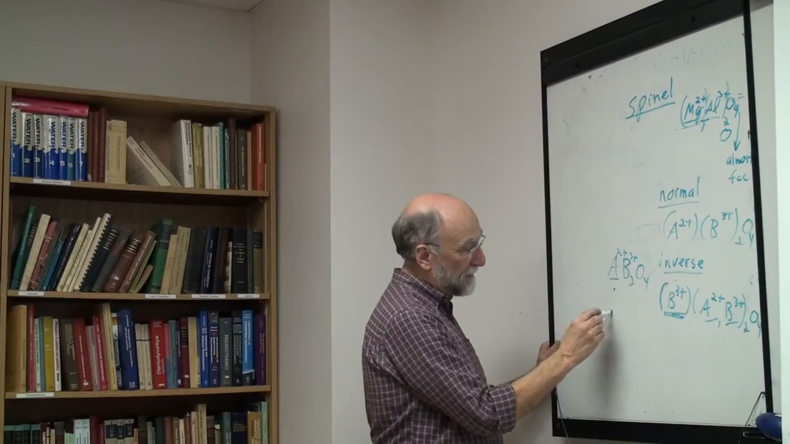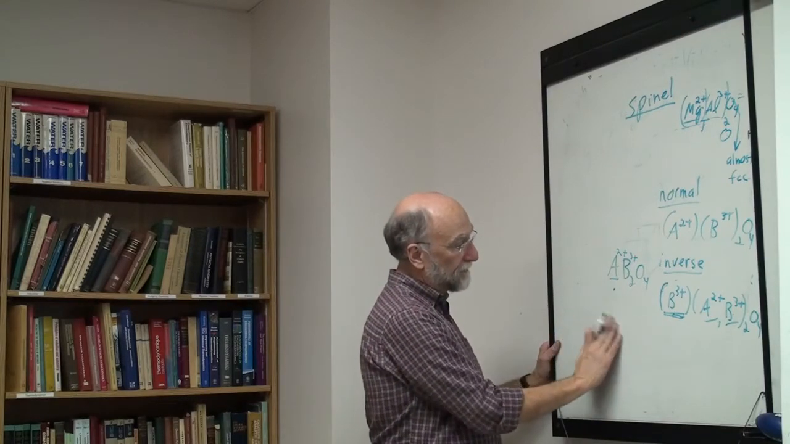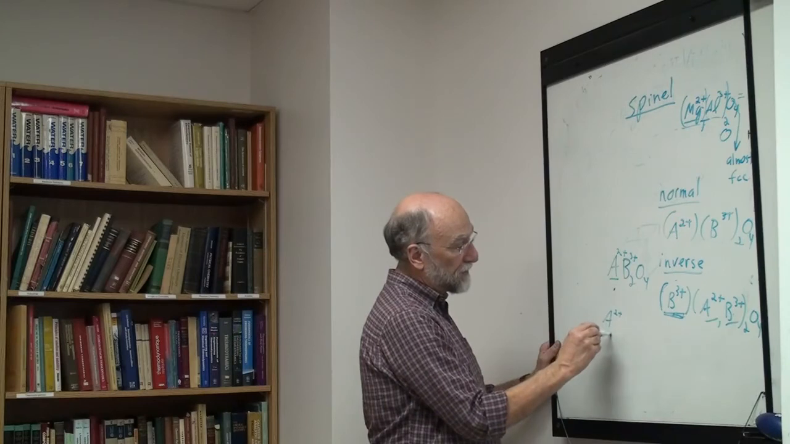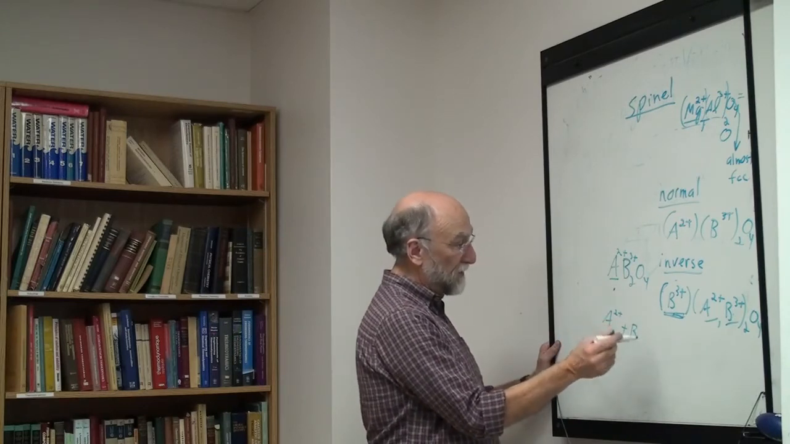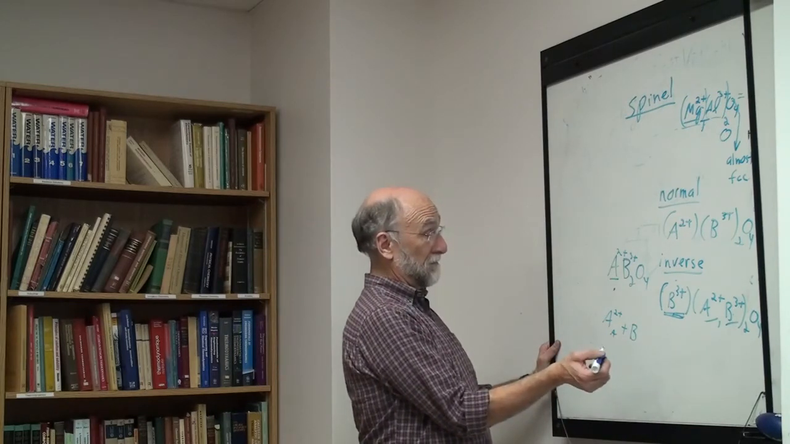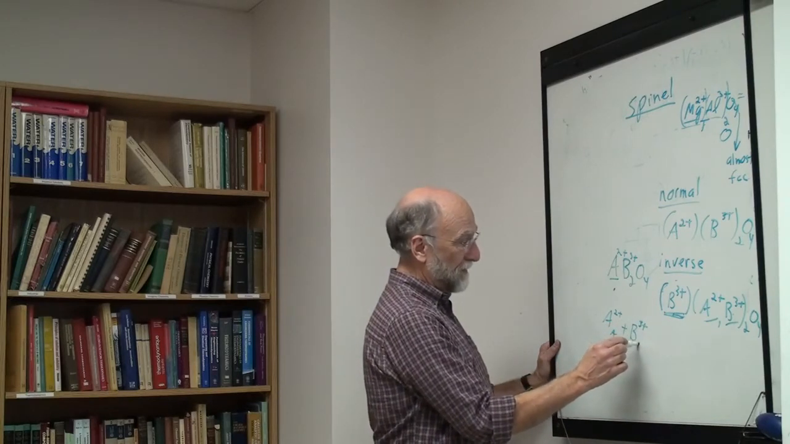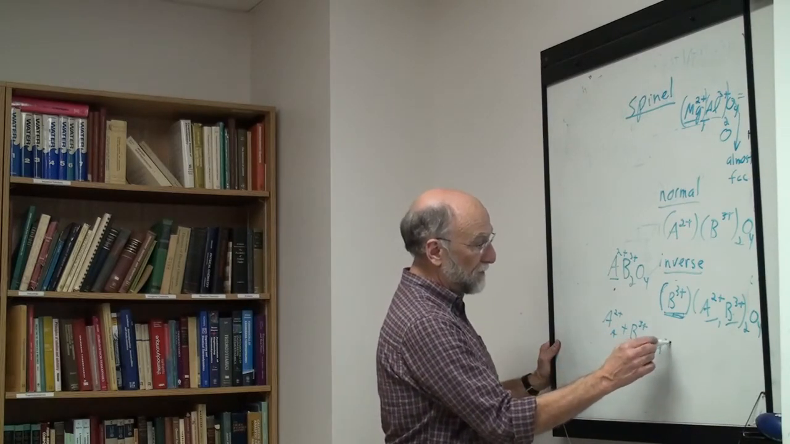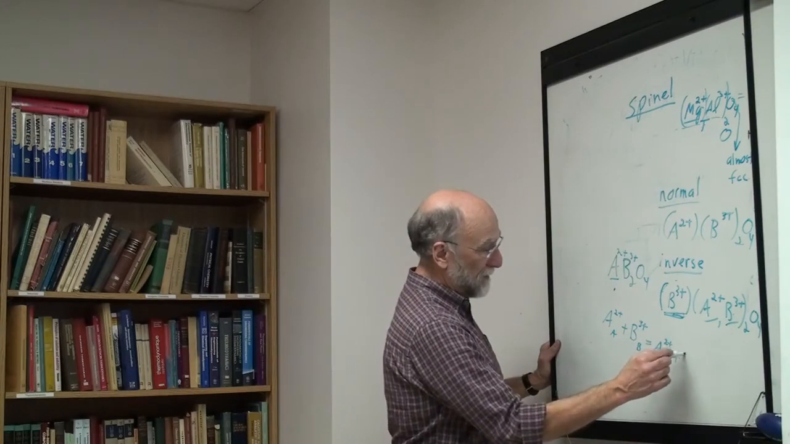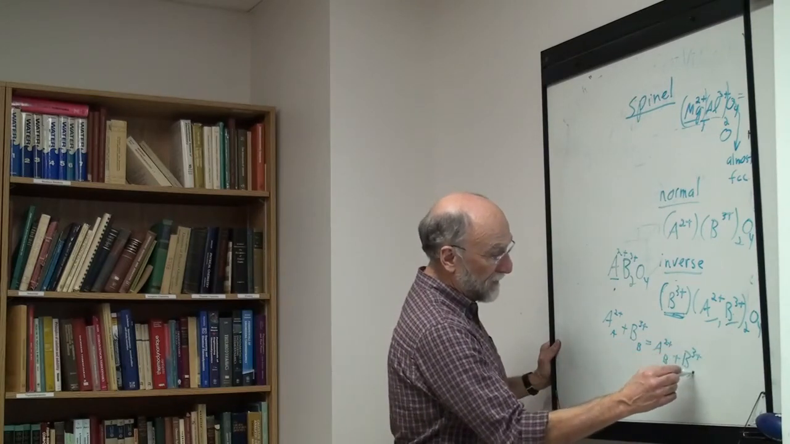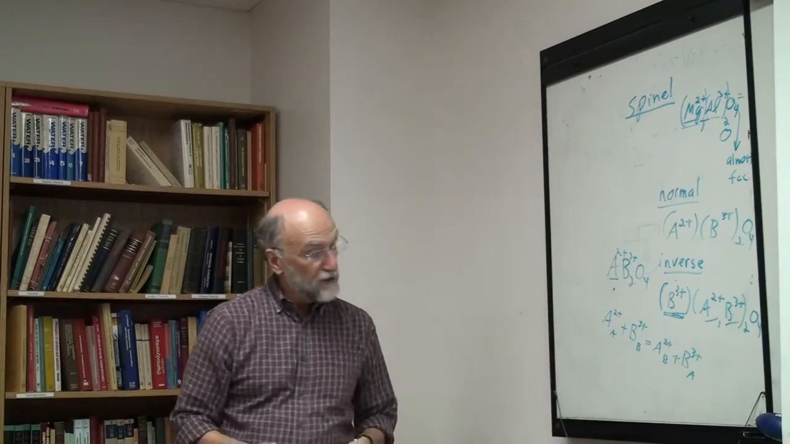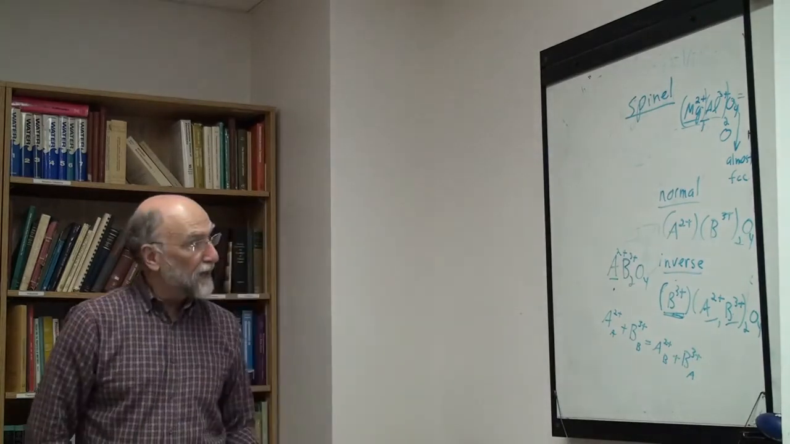Basically you have A2+ on the A sites plus B3+ on the B sites forms A2+ on the B sites plus B3+ on the A sites. You have an energy like that, that's called the site exchange reaction.